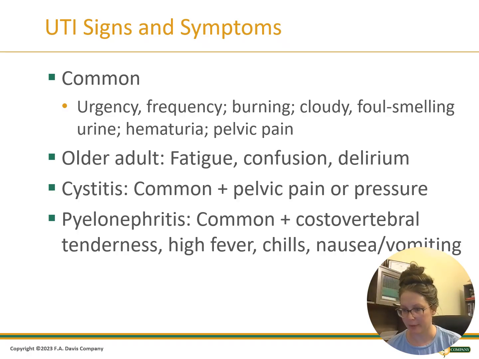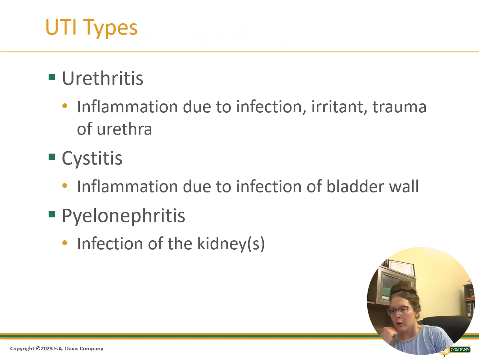So, the types of UTIs that we have. We have urethritis. That's inflammation due to infection, irritant, or trauma. The infection can often be from sexually transmitted organisms. We can have chemical irritants or trauma from catheterization. The most common symptom is going to be dysuria, so burning with urination, frequency, and then possible discharge.